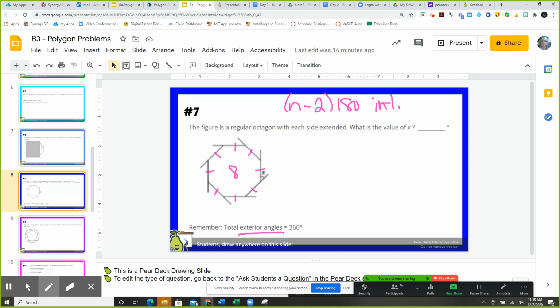It says the regular octagon, what is the value of x? Okay, but we're looking for the exterior angle, so you're looking for exterior. So how do I find the exterior angle?